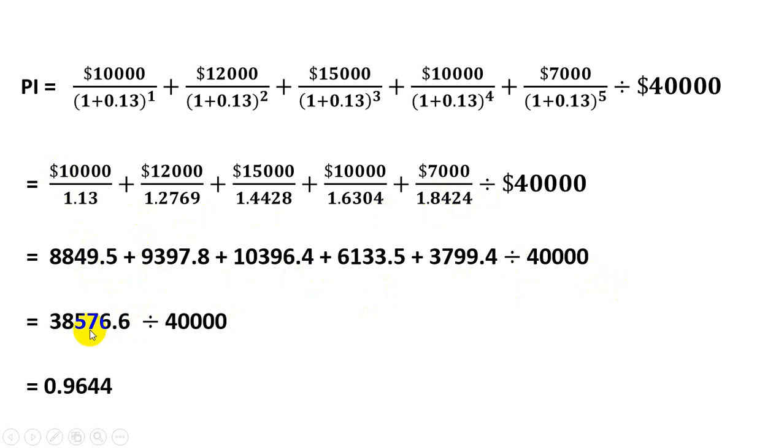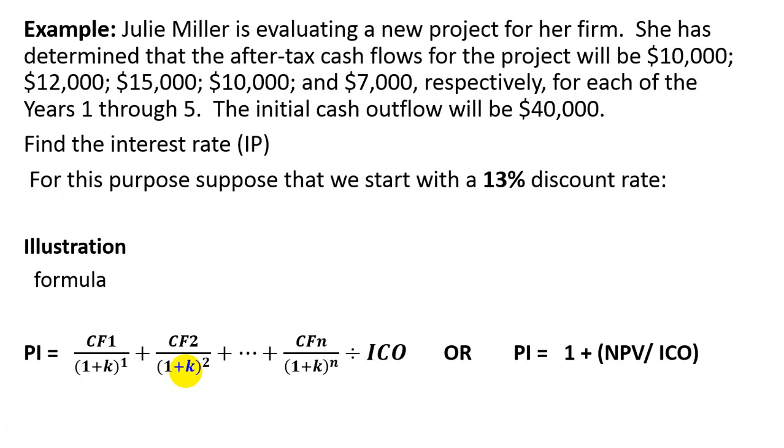So finally, 38,576.6 divided by 40,000 rupees, we would be getting 0.9644. This is our PI, or profitability index, of this project for a period of 5 years, with 40,000 rupees of investment and a 13% discount rate.